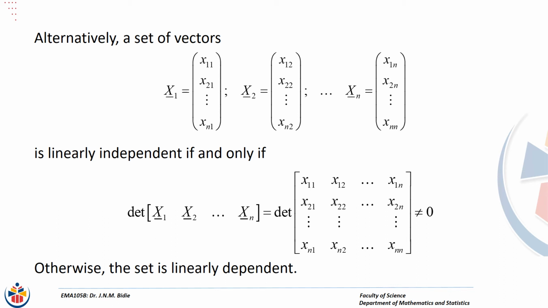Please note again, you take the vectors given, put them in a matrix format where each of the vectors is placed in a column in a particular order. And then thereafter, you calculate the determinant of that matrix. And if that determinant gives you 0, then that means they are linearly dependent. But if the determinant of that matrix is not equal to 0, then we say we've got linearly independent vectors.